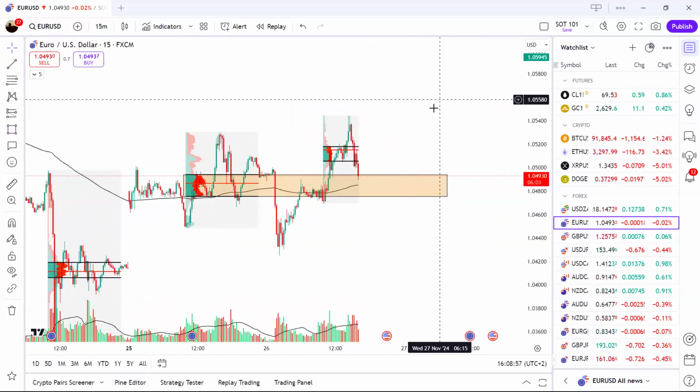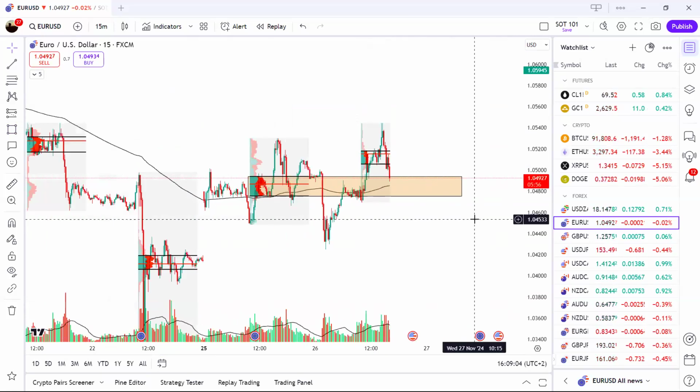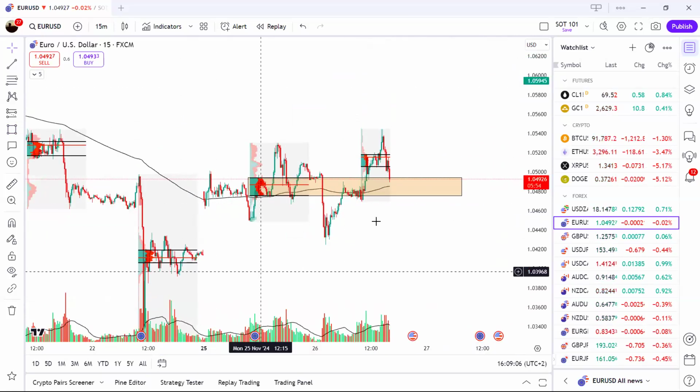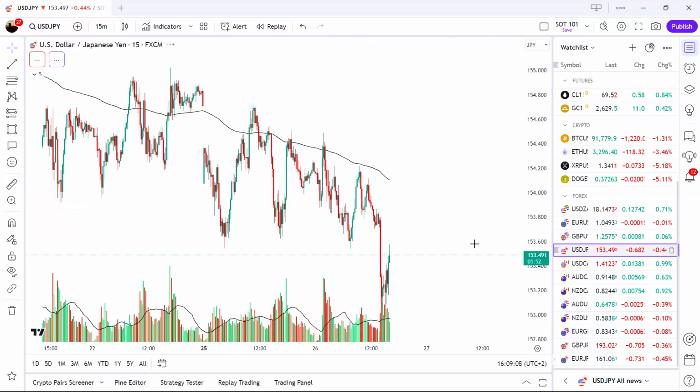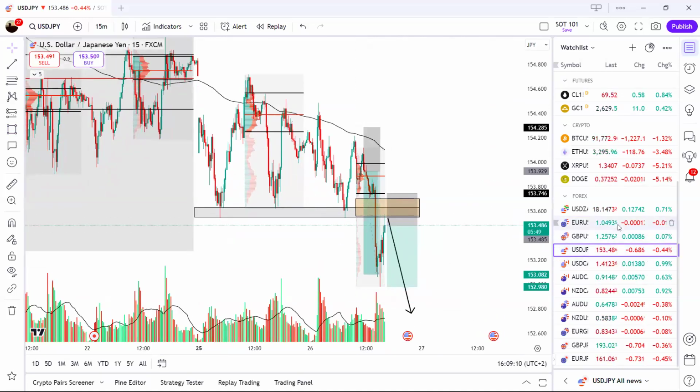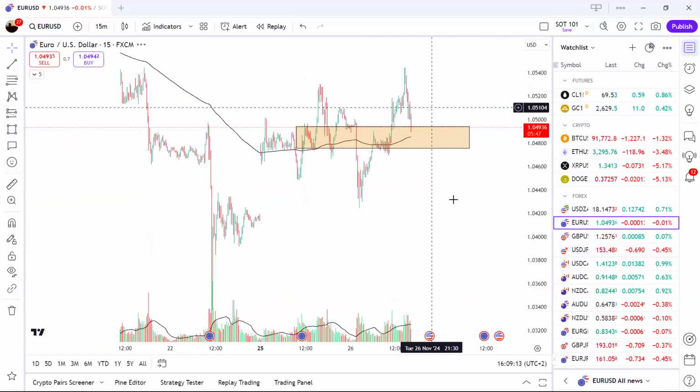And it's actually confirming my analysis on USD JPY. So we are looking for the US dollar to weaken, just looking at the analysis. So on USD JPY, we are looking for a short position. On EUR USD, we are looking for a buy position.